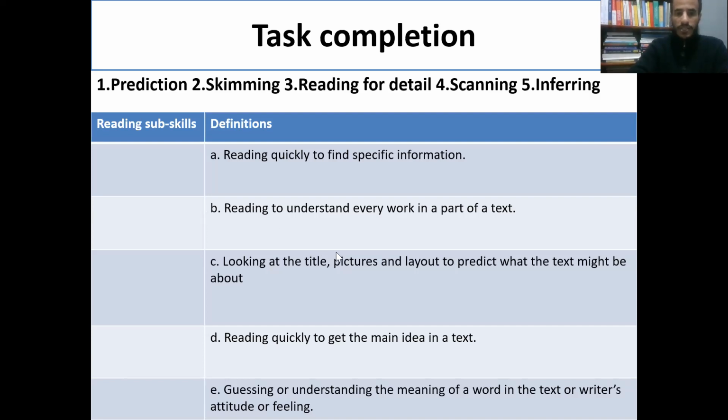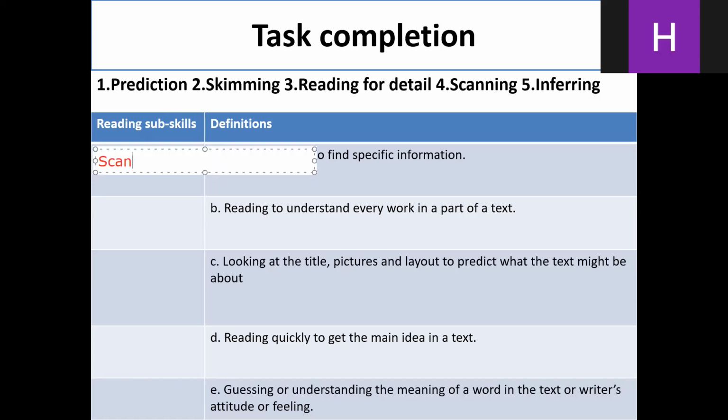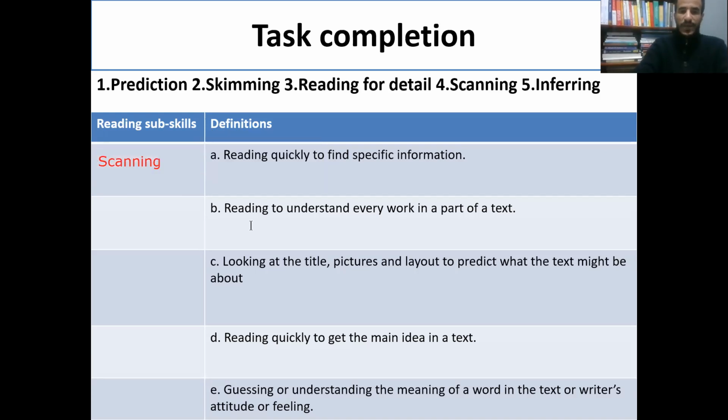So now I would like to give you extra 4 minutes, but let's do number one all together. Reading quickly to find specific information. What do you think this one is? Any volunteer? The first one is for you all. Skimming? So reading quickly to find, skimming or scanning? It's scanning. Thank you. Scanning. You read the text quickly, the title, look at the picture, the first line, the last line, this is skimming, but scanning is reading quickly to find specific information.